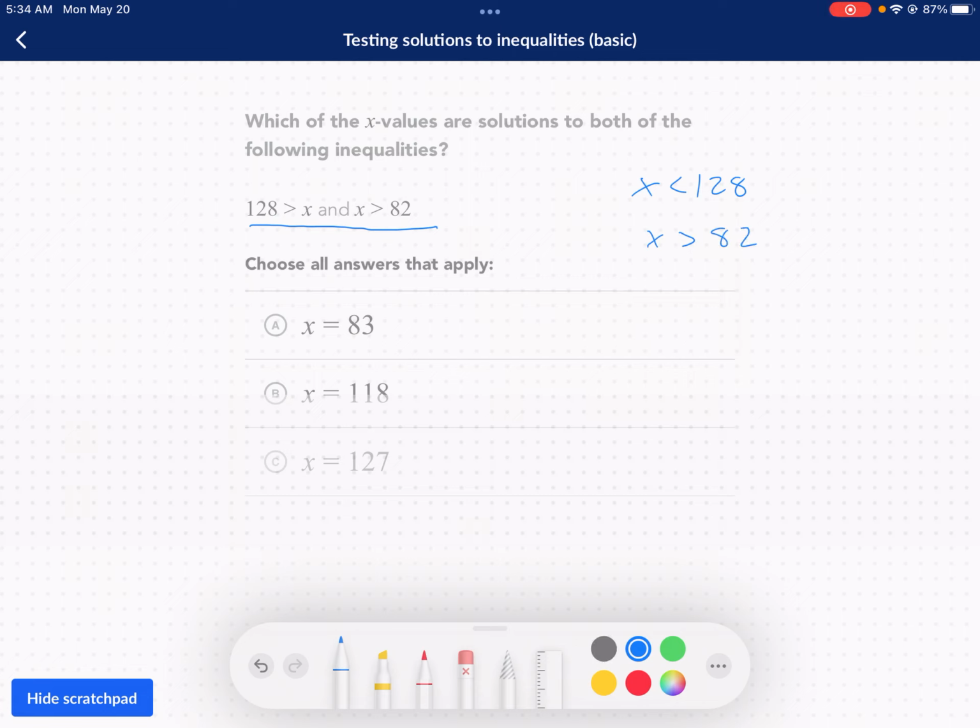Okay, so this one may be useful to have a number line for. So I'm going to go ahead and draw that, and I'm going to draw 82. I'm going to draw 128. And I know that it has to be less than 128, so I'm going to start here at 128. It's not included, and I'm going to go this way. But I also know that it has to be greater than 82, so I'm going to circle 82, can't be included, and I'm going to the right.